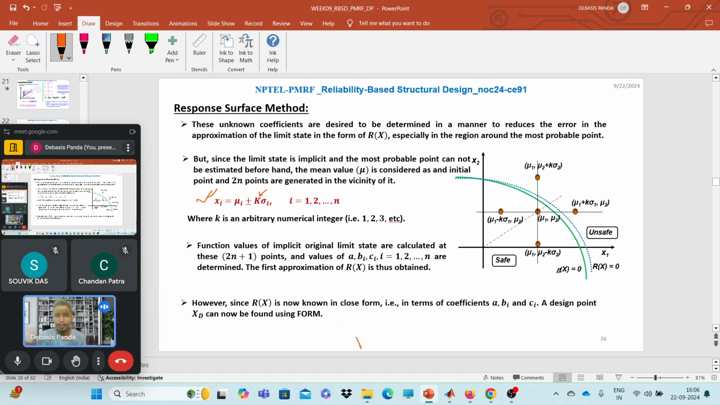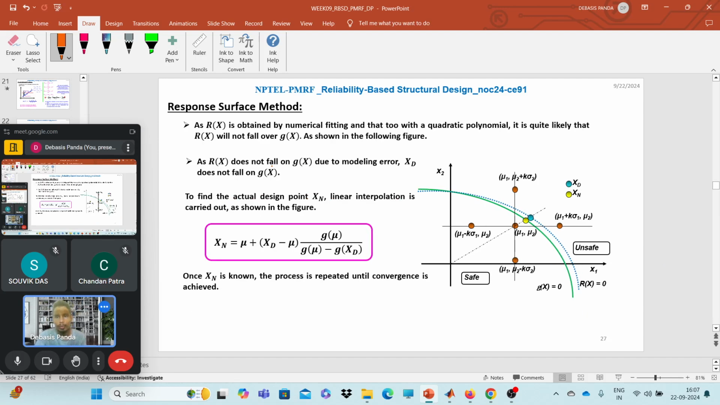Once you have the unknowns, you can easily formulate the Rx. Now let's say after solving we get Rx equal to some value like 0.002 plus 0.15x plus, say for example, 2.5 x square. Now I have the limit state, that Rx response surface. I can consider this as my limit state and perform the Rackwitz algorithm to solve for the design points. Once we have this Rx ready, we can perform the first order and second order reliability method to get the results.